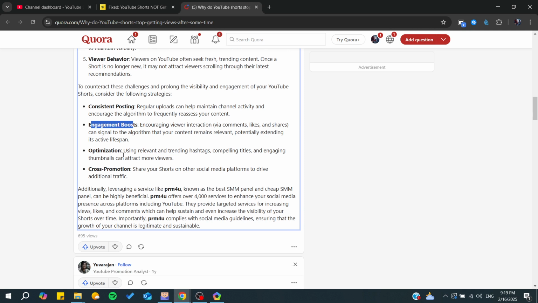And also you can start optimizing your content by adding a more appealing title, adding some tags, and also adding more engaging thumbnails, by having appealing thumbnails, etc. So basically, this is how you can do it.